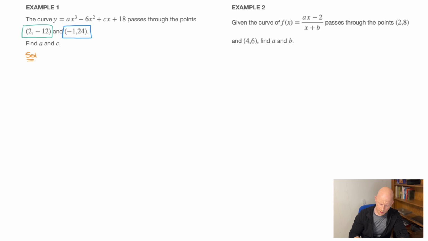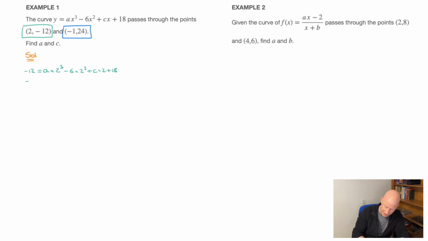And here's how. I'll start with this first point here, with coordinates (2, -12). Since the curve passes through this point, that tells us that if we replace every single x we have inside this function's equation by 2, then we'll have to replace the y we have on the left-hand side here by -12. So let's go ahead and do that. I'll replace the y by -12, and that should equal a times the x coordinate cubed, so 2 cubed, minus 6 times 2 squared, plus c times 2 plus 18. I now tidy that up a bit.